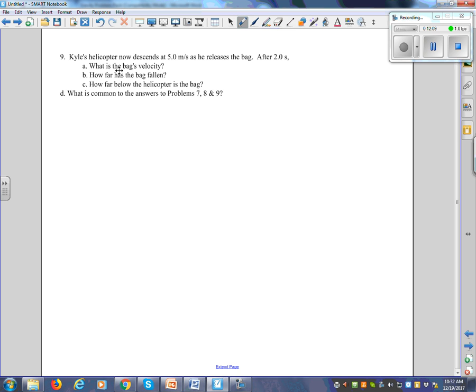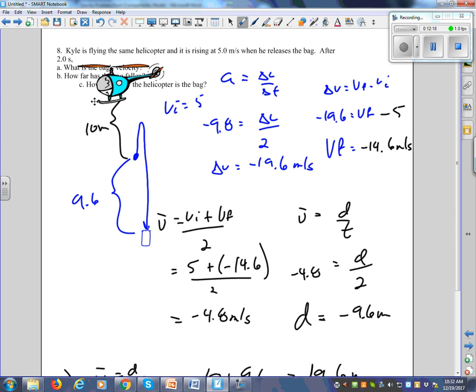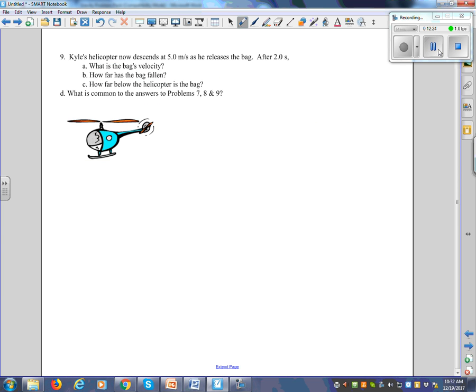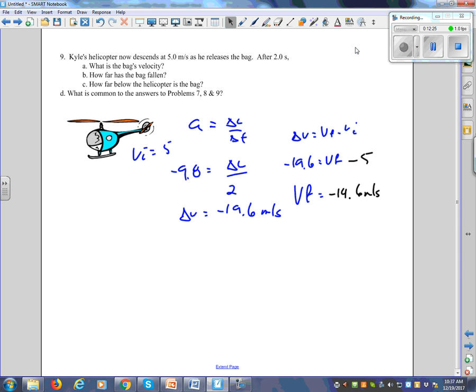Try number 9. It's exactly the same steps. Number 9 says, now the helicopter is falling at 5 meters per second as it releases the launch bag. Why don't you guys try that? It is literally exactly the same steps. Go. So what's going to be different in this one here? The only thing that's different is instead of the VI being plus 5, the VI is minus 5.